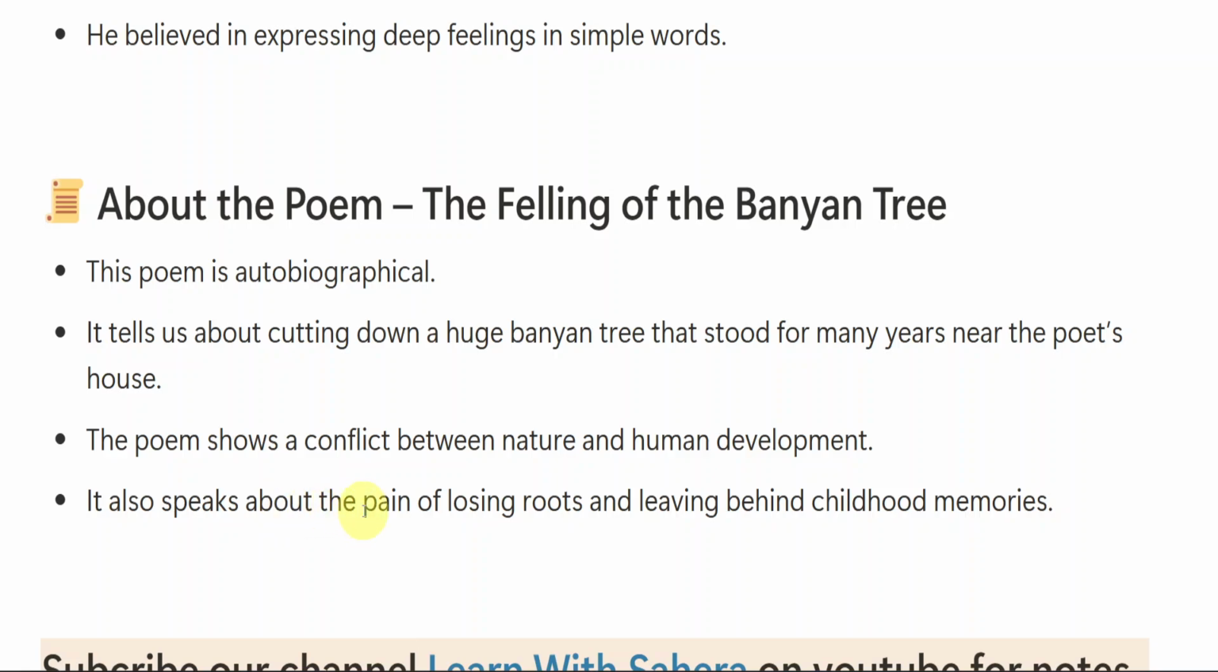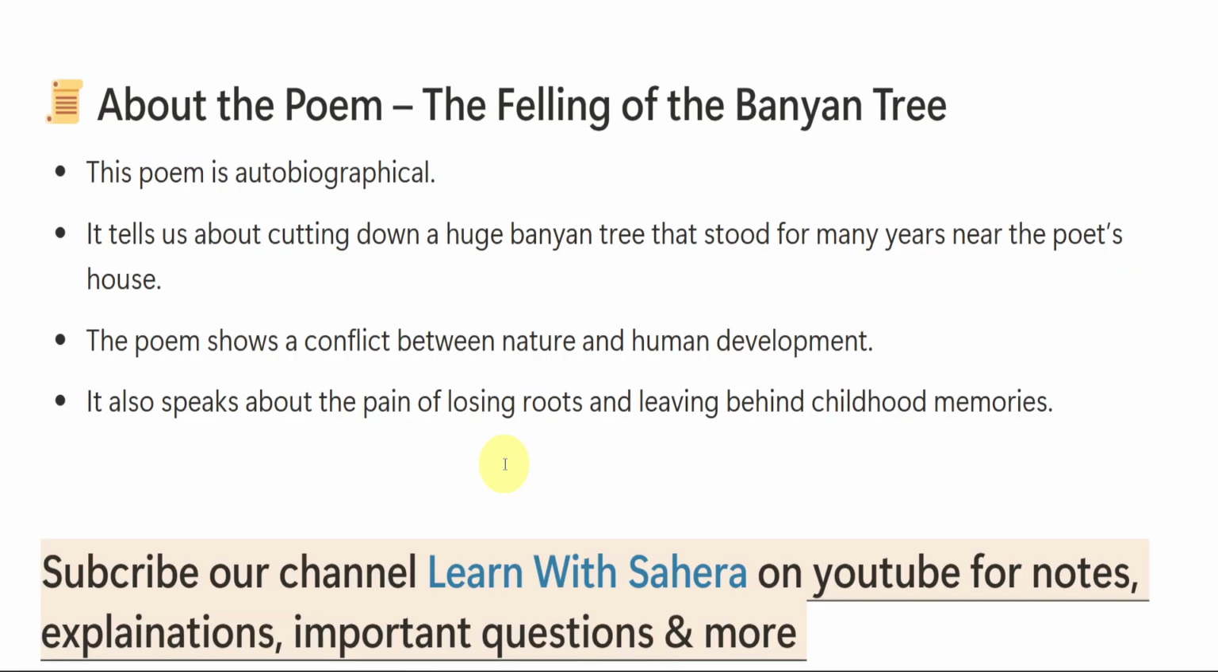Okay, it also speaks about the pain of losing roots and leaving behind childhood memories. You just assume a banyan tree, this will be standing for really many years, right? So the poet Dilip Chitre's complete childhood went into this huge banyan tree, means playing with the friends near the banyan tree, or sitting in the shadow of the banyan tree, or being around the banyan tree. So the complete childhood of Dilip Chitre went near the banyan tree. But when that banyan tree was cut, you can just feel how Dilip Chitre felt.